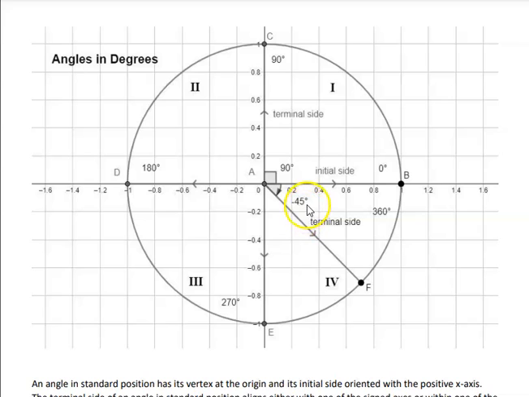There are also negative angles if you rotate in the opposite direction. Here we have a negative 45-degree angle. The arrow there shows the rotational direction between its initial side and its terminal side.